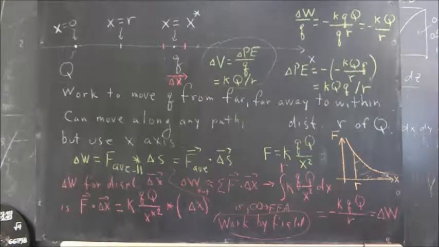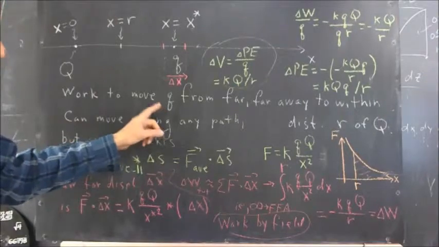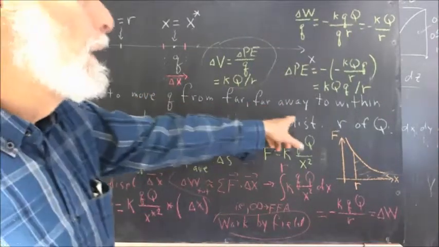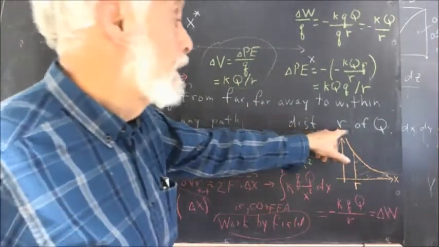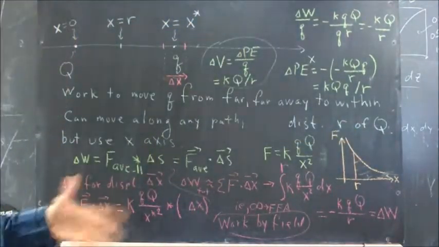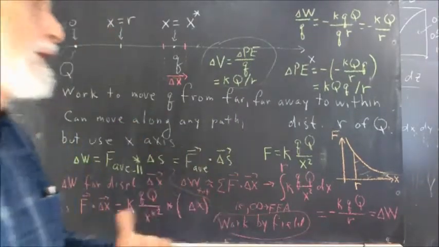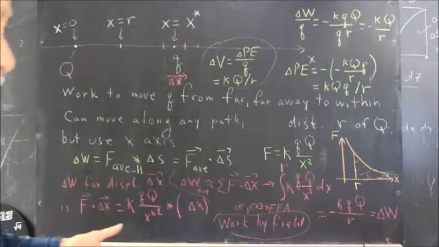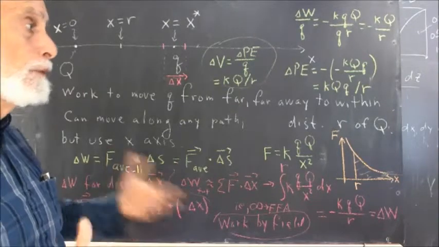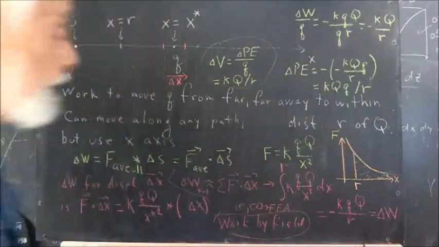First problem asks us to calculate the work required to move a charge little q from far, far away to within a distance r of big Q. Now it's going to turn out that the electrostatic forces are conservative, so the path doesn't matter. We don't know that yet. We haven't established it, but we will before the end of class, at least for a point charge.